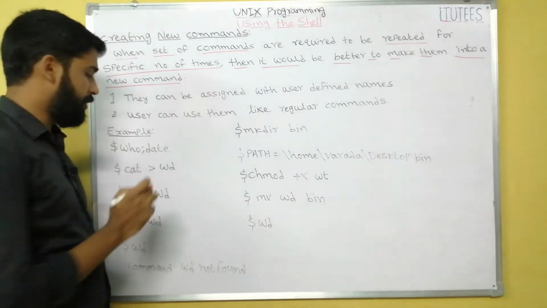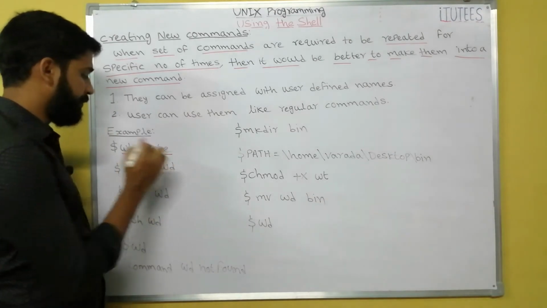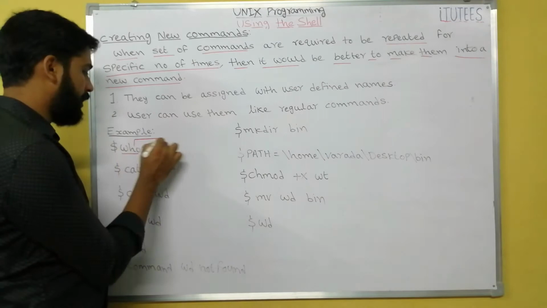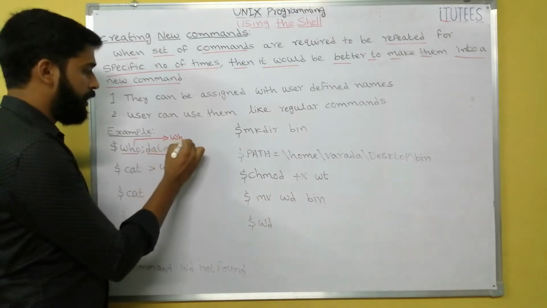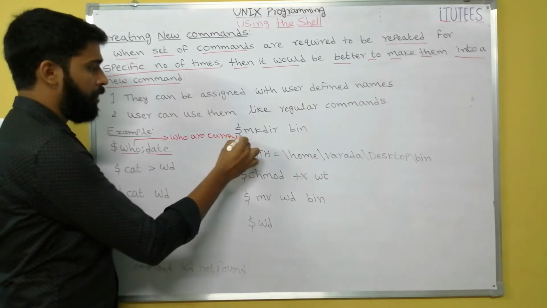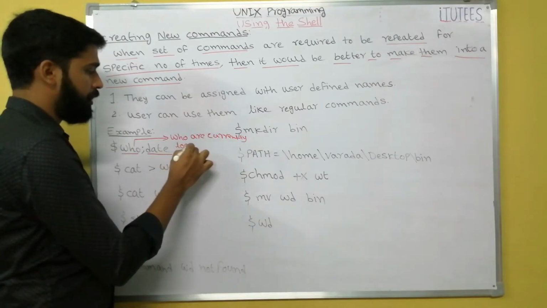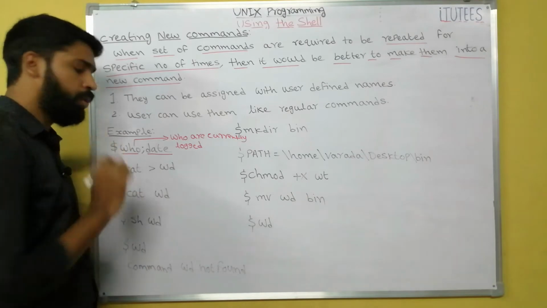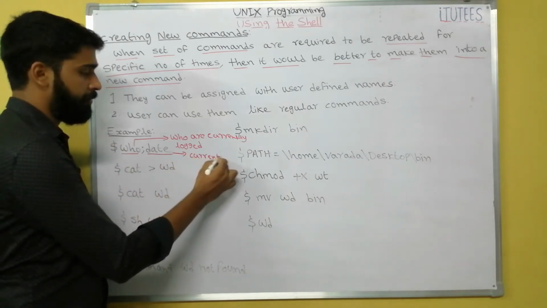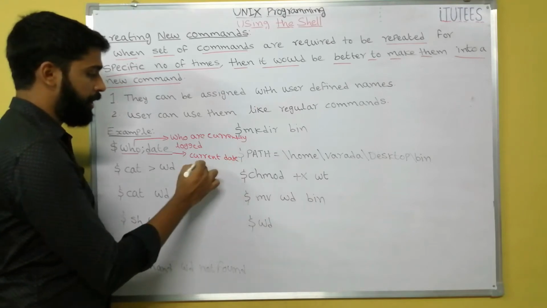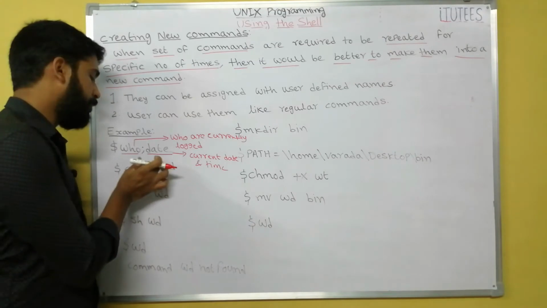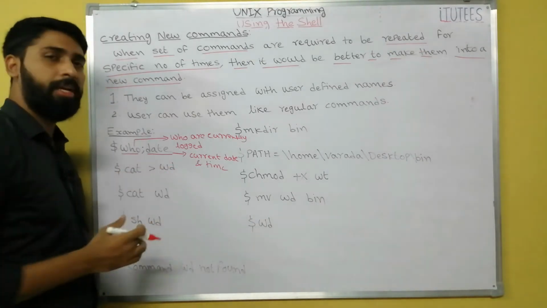In this example, these are the two commands. One is who, another one is date. The who command represents who is currently logged into the system. That is the output of who. Date prints the current date and time. So let us assume that I am going to use these two commands repeatedly.